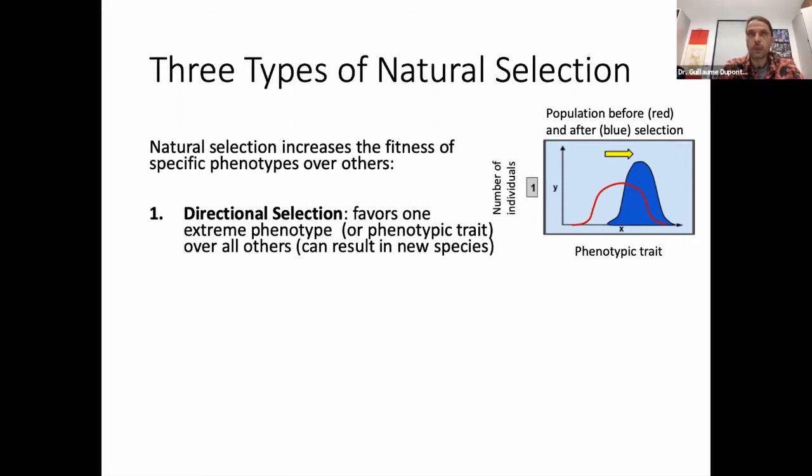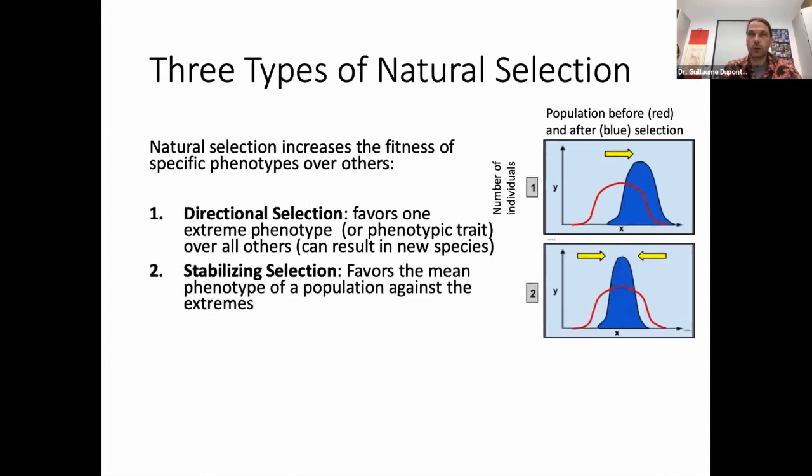And the first type of natural selection is called directional selection. It favors one extreme of your phenotypic range. So let's say white and gray color is selected against, whereas black color is selected for. So in terms of directional selection, the whole population changes its phenotype over time. This is a mechanism which can result in new species.